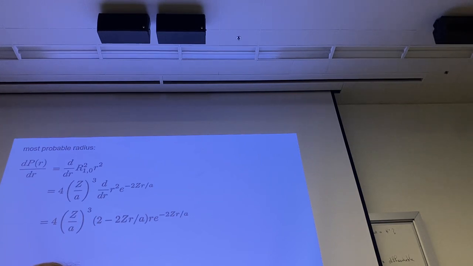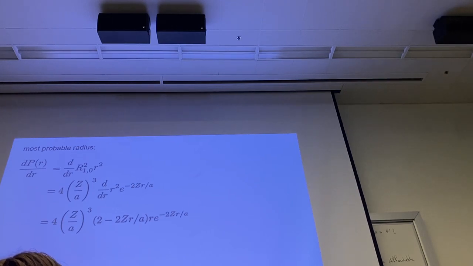So when I set this to 0, I can see for which r this function is 0. Well, there are basically 3 locations where it can be 0. First of all, there's a little r in there, so when little r equals 0, it's 0. But that's the nuclear position, that's not it. Then, at infinity, because it's a decaying exponential, it also goes to 0. But that's not really the most probable radius, that's just far away. So really, the most probable radius is this middle part, 2 minus 2z, z is 1, r over a. When that is 0, then I have the most probable radius.